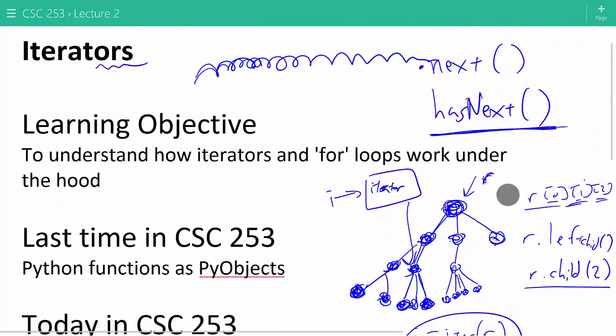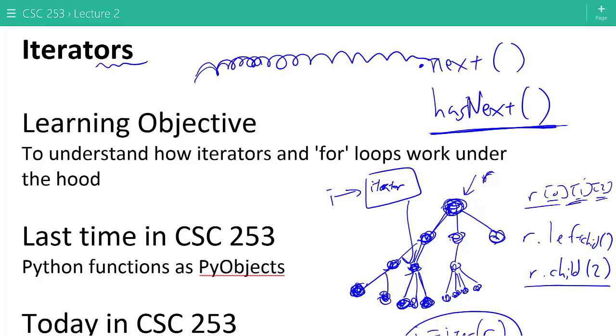So the long-winded way to say this is that iterators are an abstraction for iterating over anything.